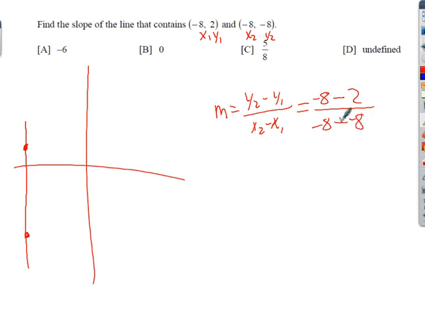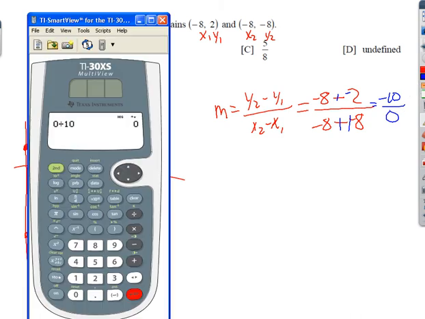Watch those negative negatives. Okay, and then over here I can do it like this. So I got -10 over, well, -8 plus 8 is 0. Look at the calculator, I just want to show you this. When I do -10 divided by 0, I get a divide by 0 error. The calculator says you can't do that. You can't take -10 and divide it into 0 groups. I have no idea what to put in each group, and you're going to have a bunch of things left over. It just doesn't make mathematical sense.